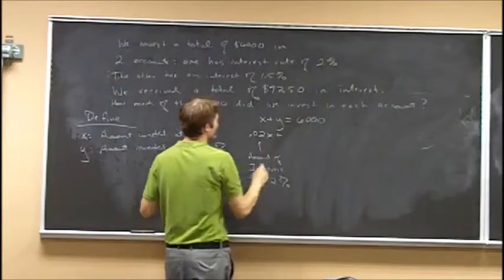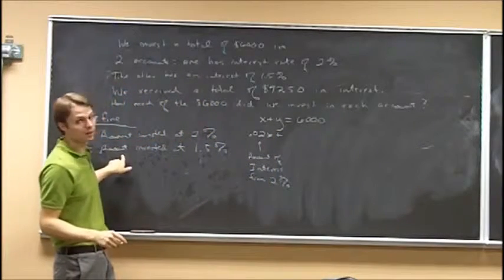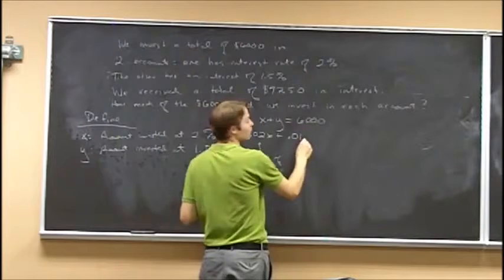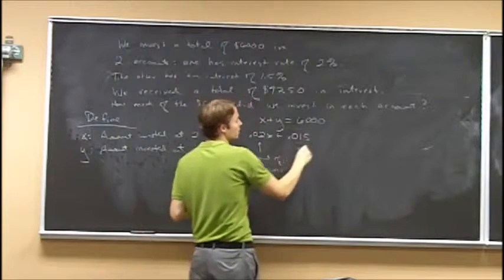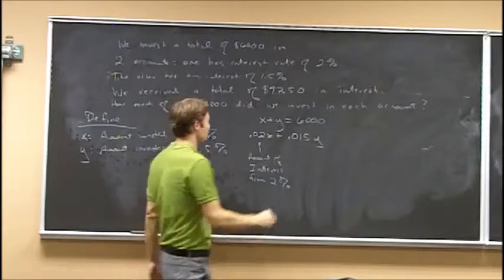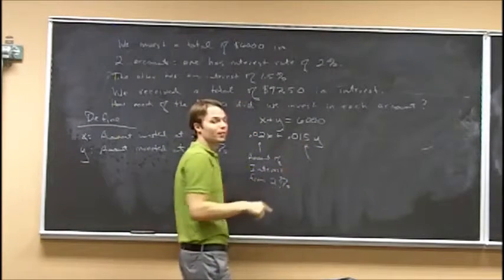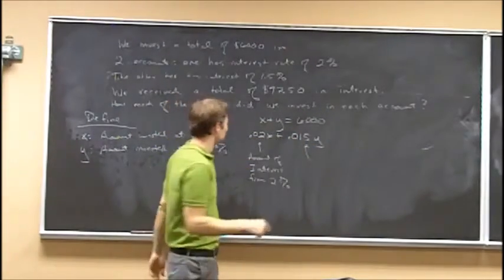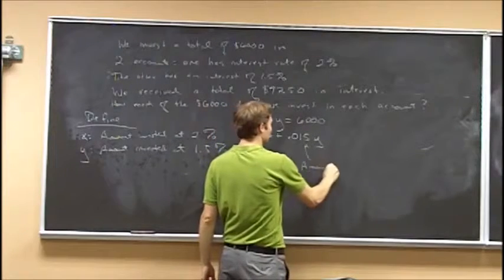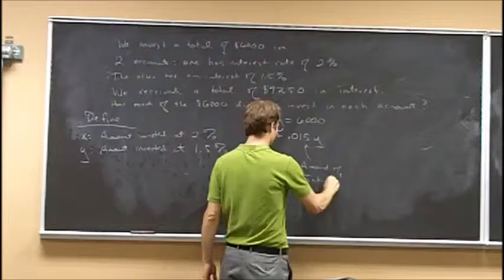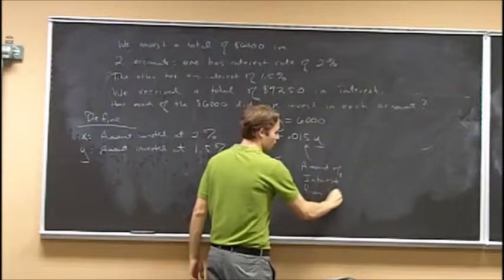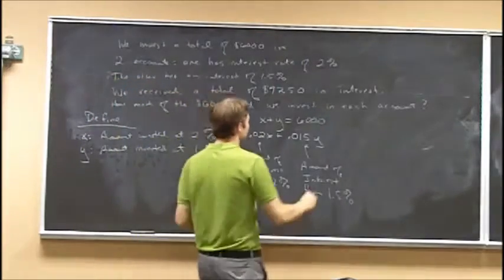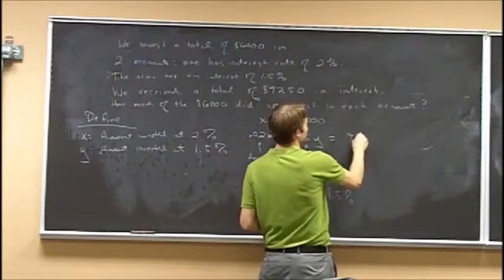Likewise, I know that the amount of money that I put into the second account is represented by y. It grew with 1.5% interest, which would be 0.015. Sorry, 0.015 is the percentage rate, the interest rate, and then if I multiply that times y, then I get the interest. So this is the amount of interest from the 1.5% account. If I add both of these together, it should equal my total interest, which was $97.50.